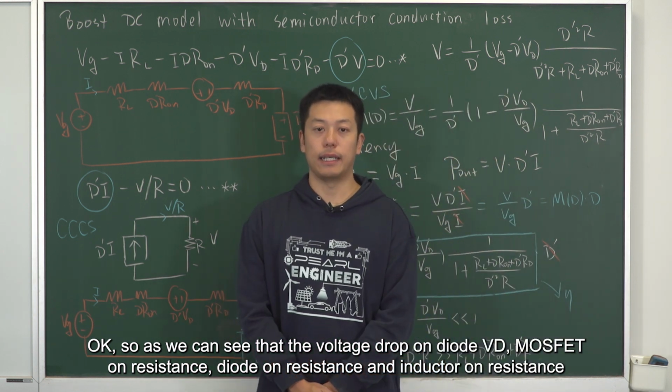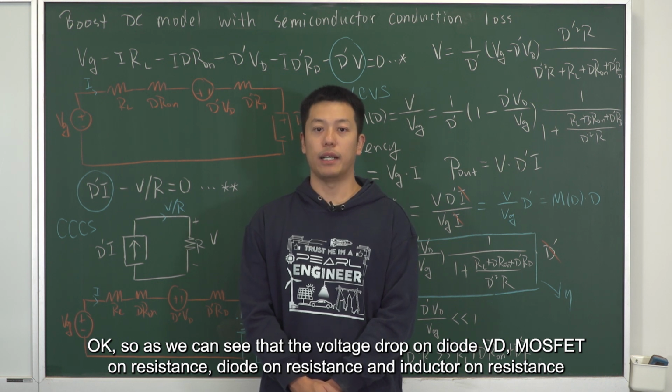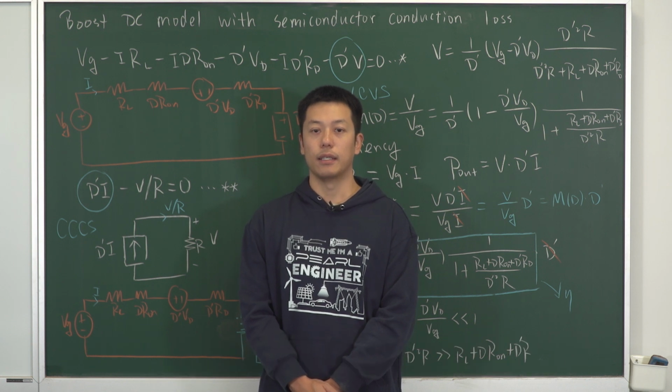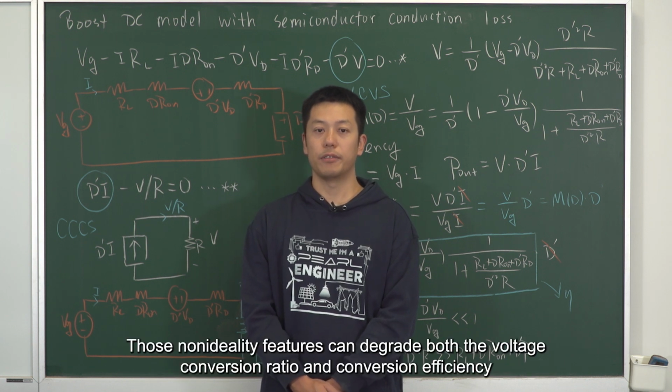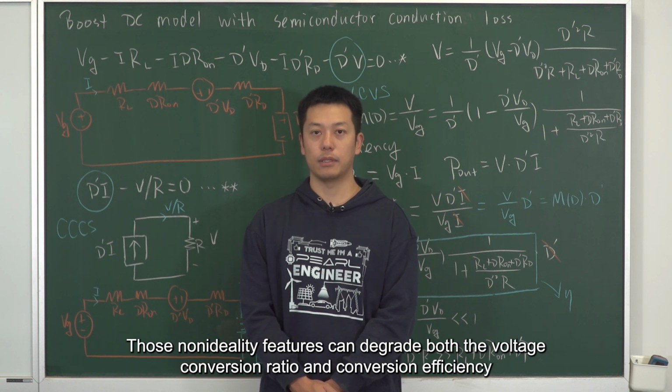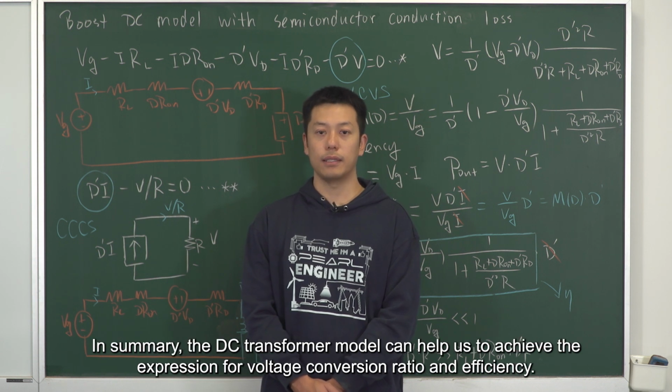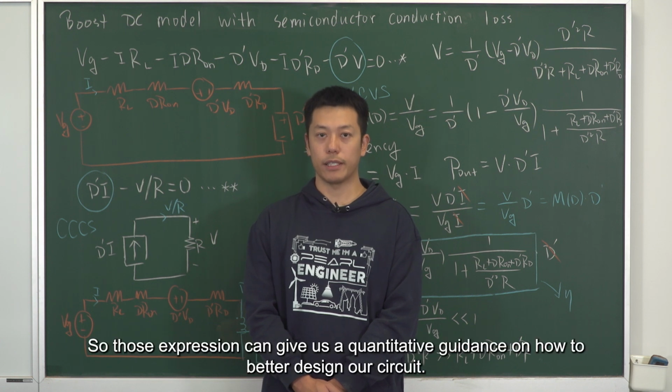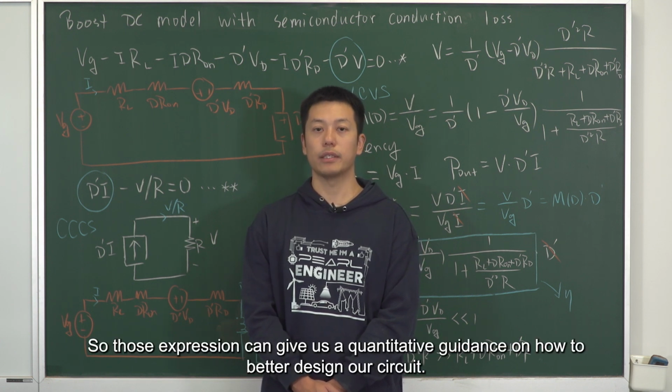As we can see, the voltage drop on diode V_D, MOSFET on resistance, diode on resistance, and inductor on resistance, those non-ideality features can degrade both the voltage conversion ratio and the conversion efficiency. In summary, the DC transformer model can help us to achieve the expression for voltage conversion ratio and efficiency. So those expressions can give us a quantitative guidance on how to better design our circuit.